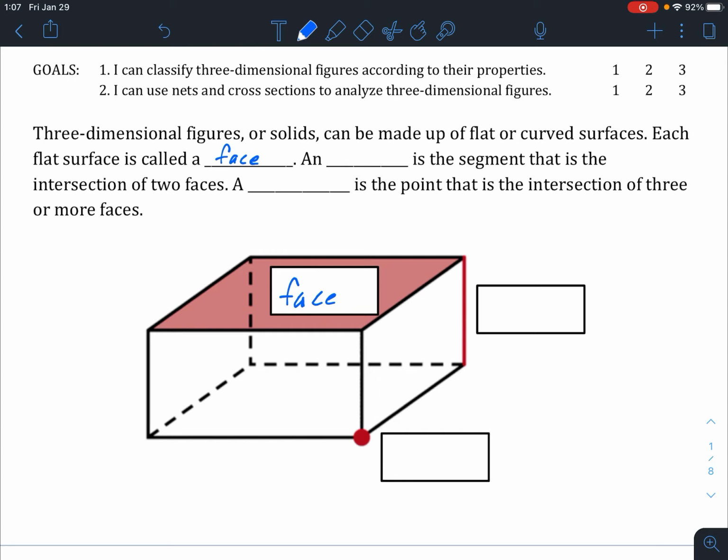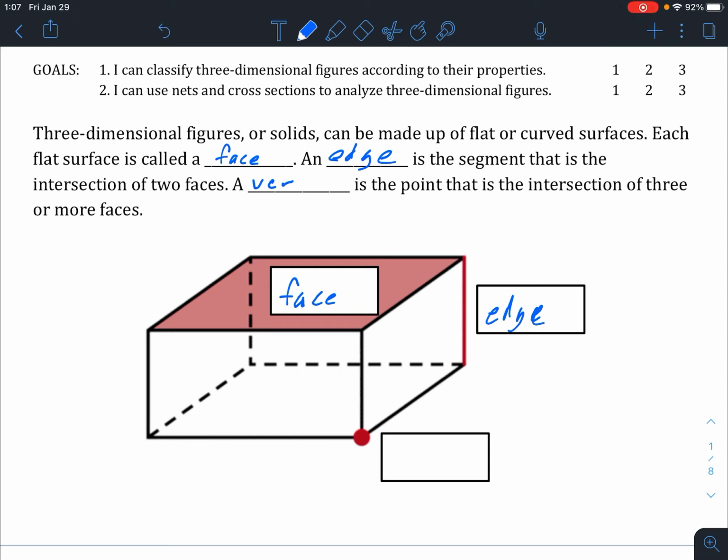Okay? An edge is a segment that is made up of the intersection of 2 faces. So you see this red line on the right side over here. That's called an edge. And again, this has a lot of edges. This particular figure has 12 edges, 4 on the top, 4 on the sides, and 4 on the bottom.